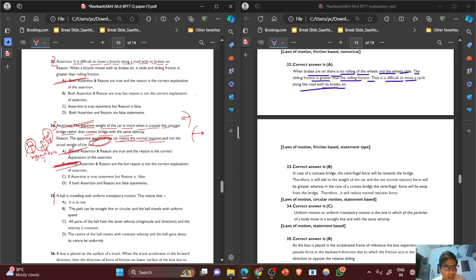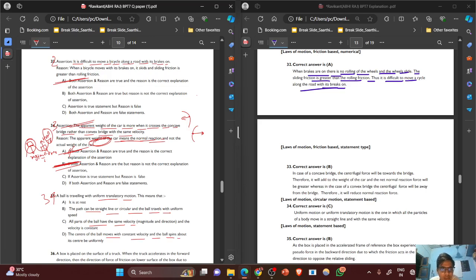Now moving to the next question, that is question number 34. A ball is traveling with uniform translational motion. The path can be a straight line or circular, and the ball has uniform speed. All the parts will have the same velocity in direction, and the velocity is constant. The center of the ball has a constant velocity, and the ball spins.